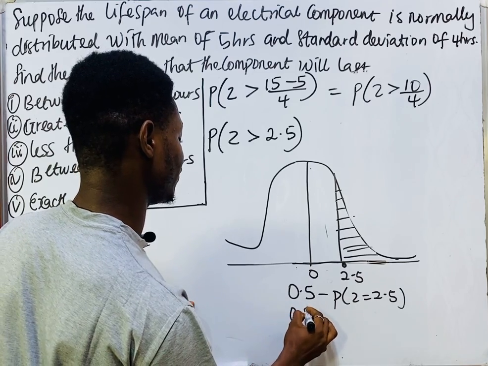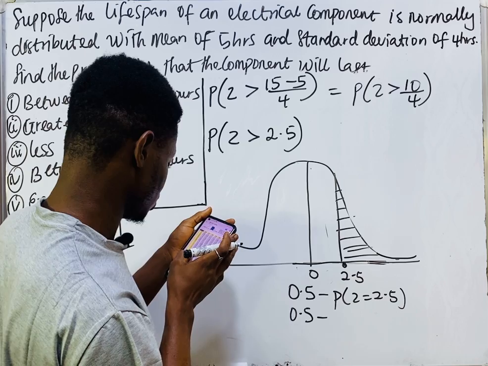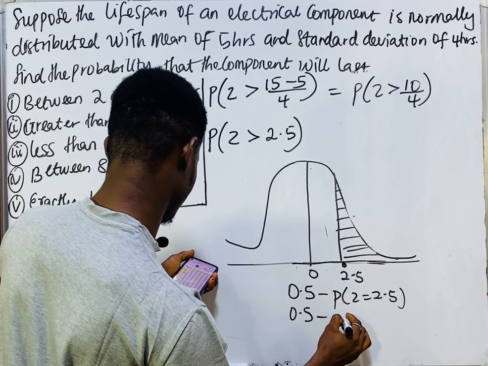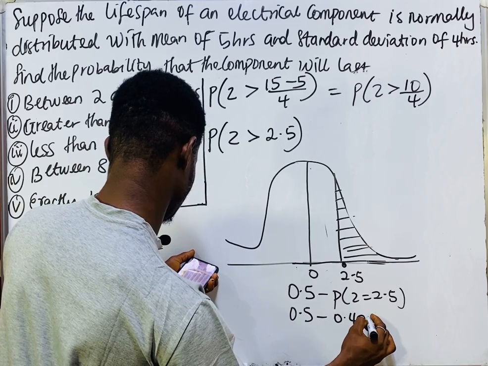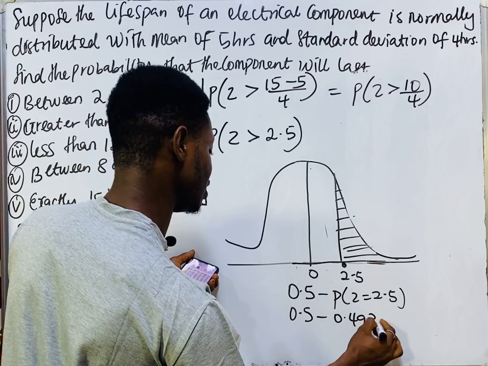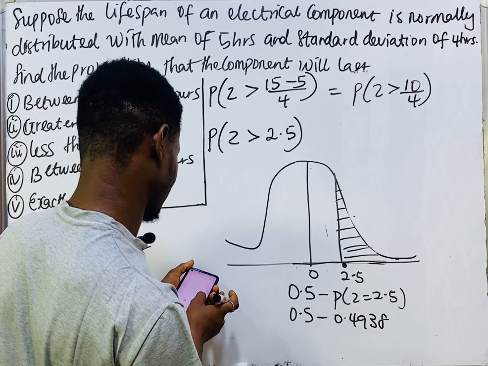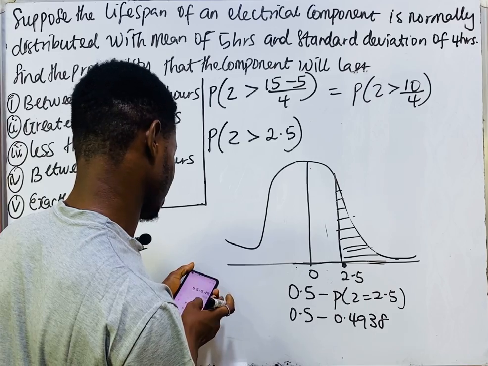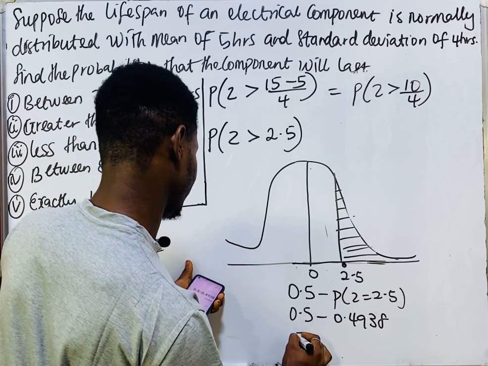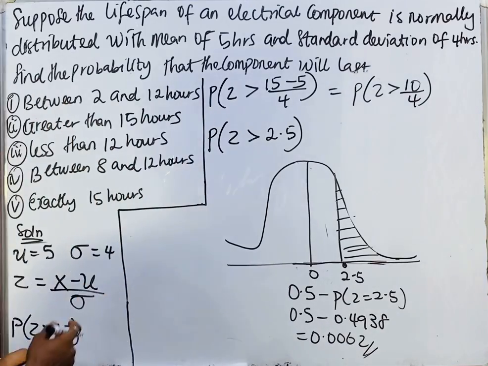So we have 0.5 minus, we look for 2.5 under 0, which is 0.4938. So you do 0.5 minus 0.4938 to give us 0.0062. So that's the answer for the second one.